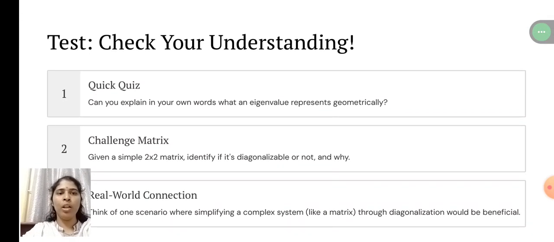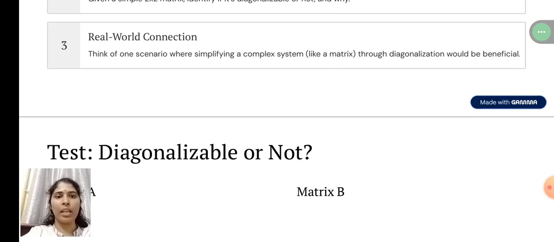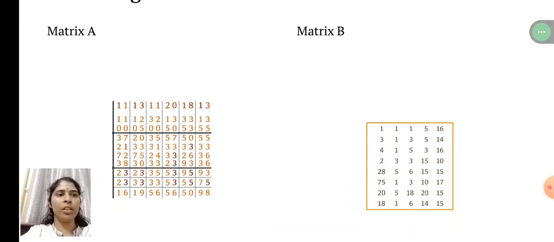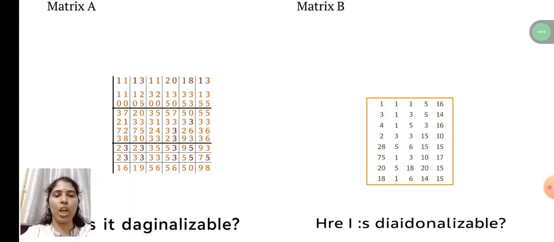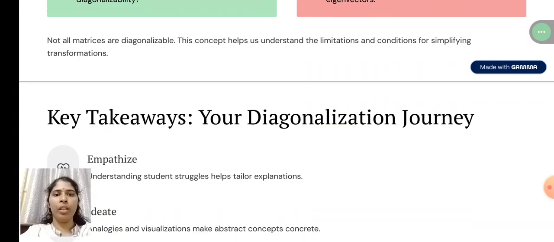Next is the test part. To check understanding, these are the types of questions we can ask students. Can you explain in your own words what eigenvalues represent geometrically? Next, why is a given 2 by 2 matrix diagonalizable? Next, real world connection questions can be asked of students. Next, these are a few examples of matrices which can be used to solve. We can give hints also.